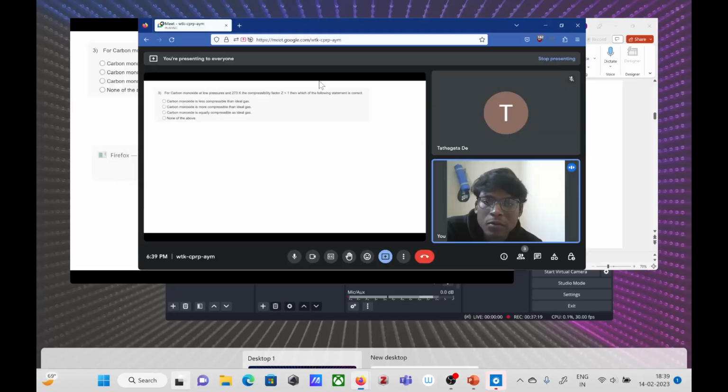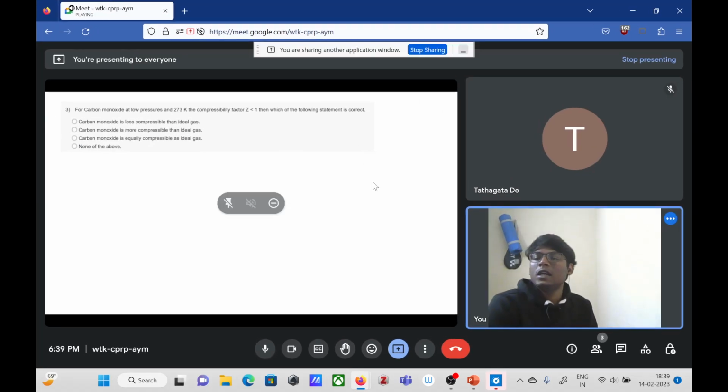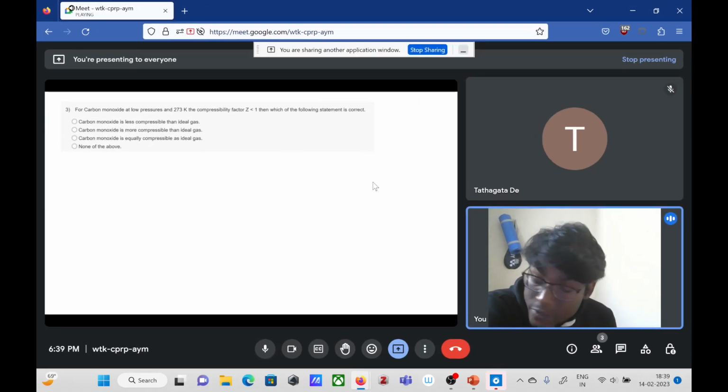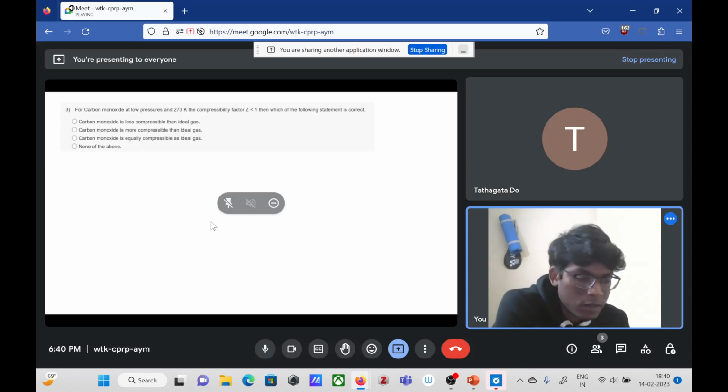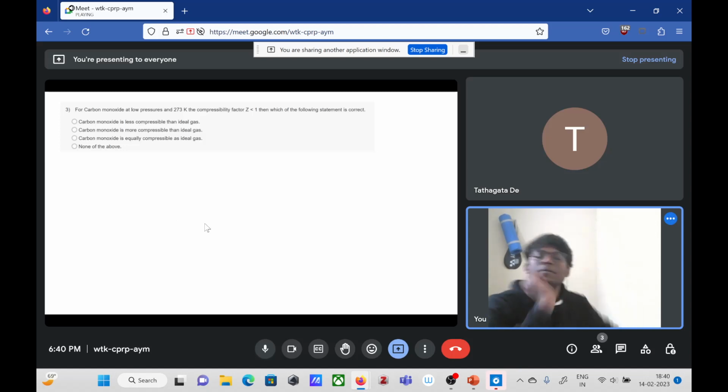Let's see the problem. The problem says: carbon monoxide at low pressures and 273 Kelvin has a compressibility factor Z which is less than 1. Which of the following statements is correct? Carbon monoxide is less compressible than an ideal gas. Carbon monoxide is more compressible than an ideal gas. Carbon monoxide is equally compressible as an ideal gas. None of the above. What do you think? What should be the answer?